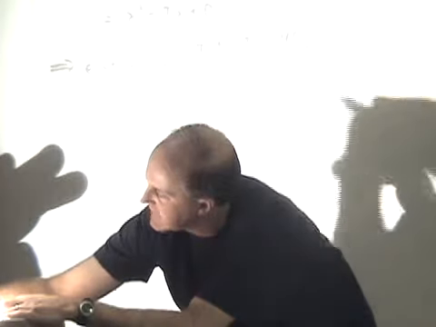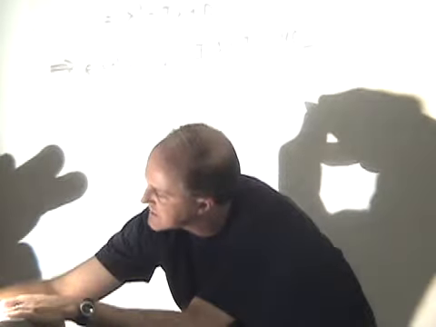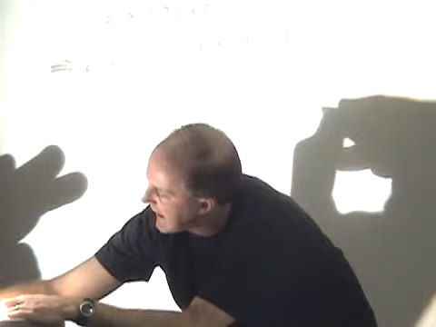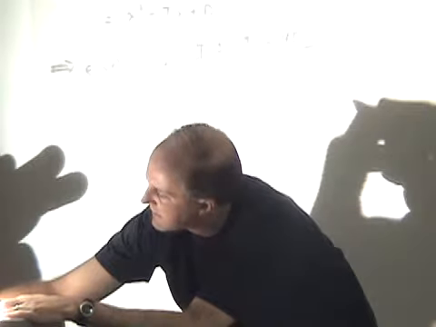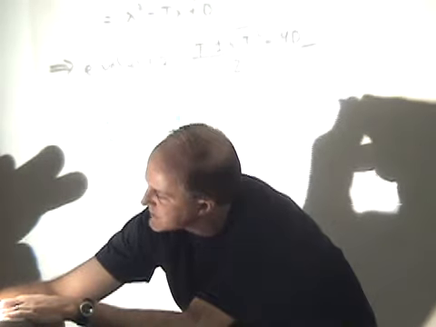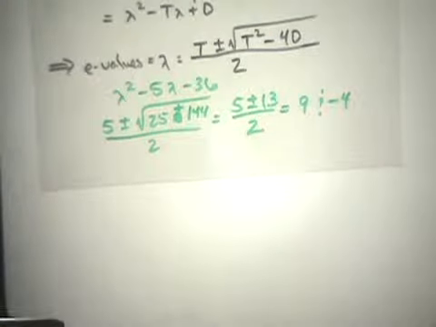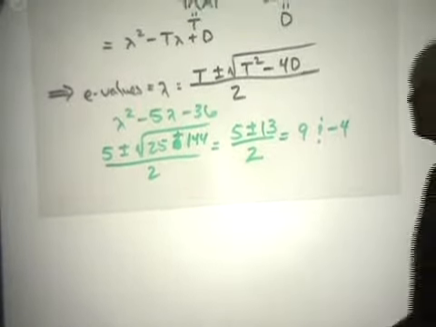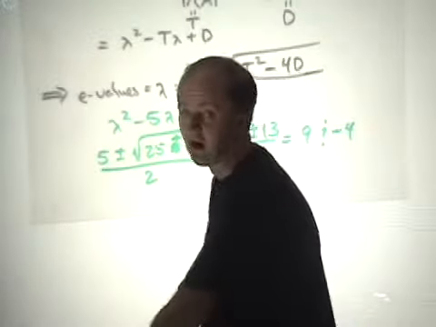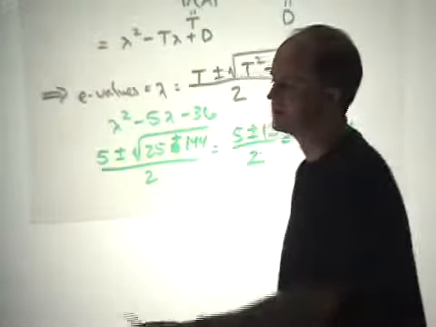And so my two eigenvalues are 18 over 2, which is 9, and 5 minus 13 is negative 8 over 2, which is negative 4. One positive, one negative. That's going to end up resulting in what's called a saddle point, which we will see when we draw the phase portrait.